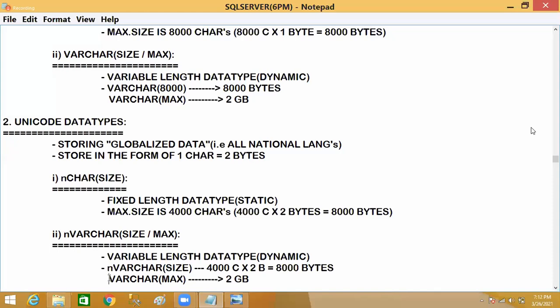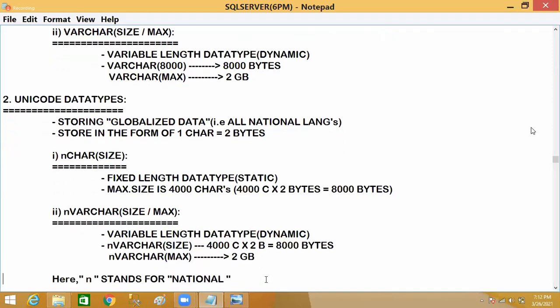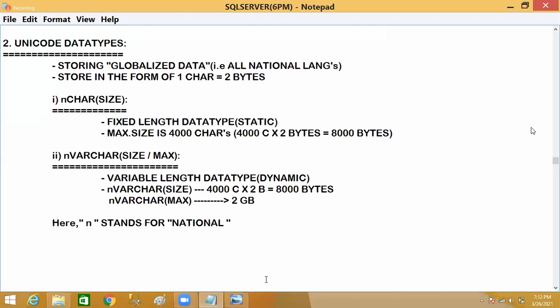And if you want more than 8000 bytes of memory, then you can store 2 GB, which is called n varchar of max. So these are how character data types work. Uni and non-uni: non-uni means only the English language, uni means all languages, but only national languages are represented. And this is the static and dynamic difference, and how memory is wasted. So these are the data types of the character category.